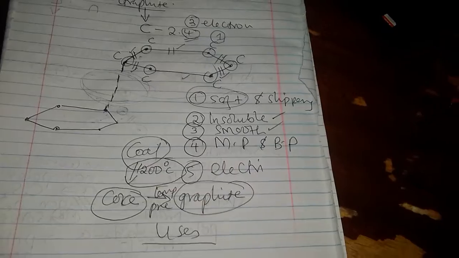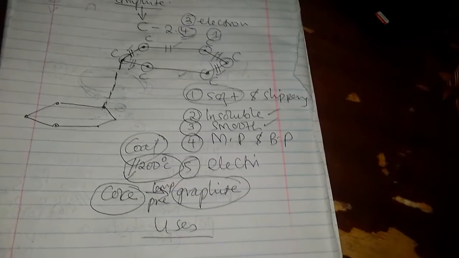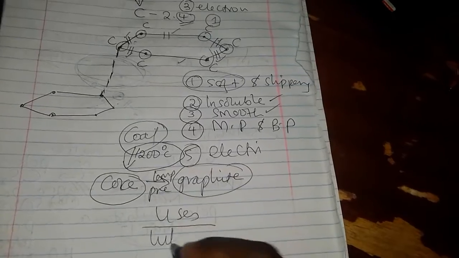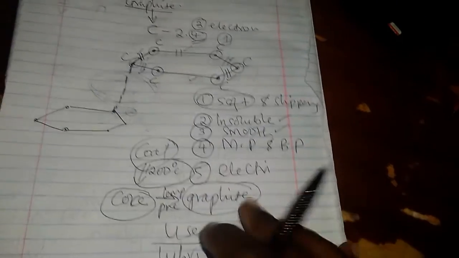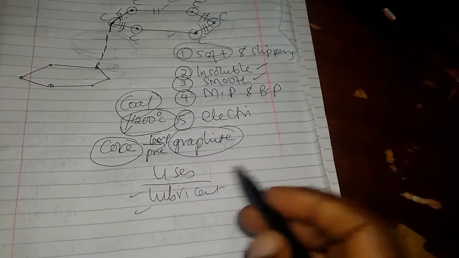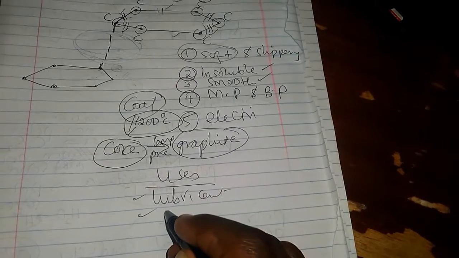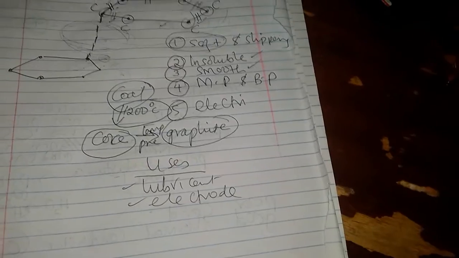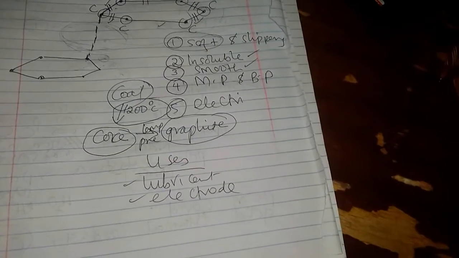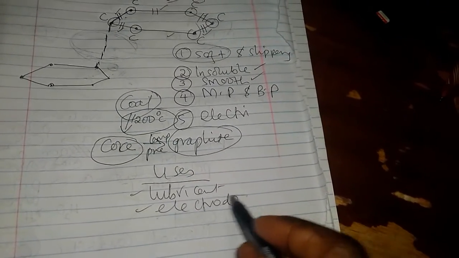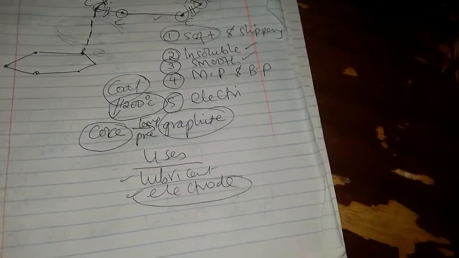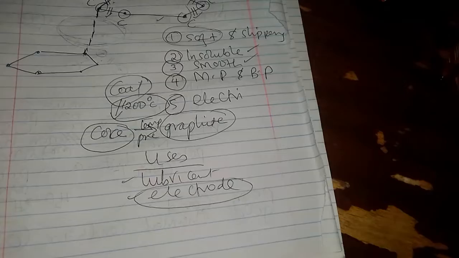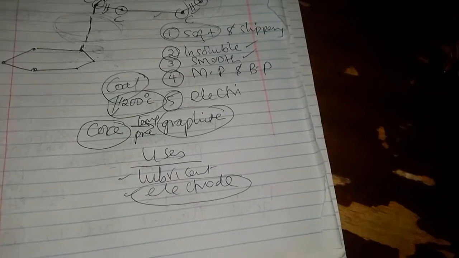Yeah, so it's actually used in engine parts to reduce friction as a lubricant. Good. And again, it is used as a lubricant. That is number one. Number two, it is used as an electrode. Why? It's the only non-metal that can conduct electricity. So it is used in making electrodes in batteries and cells because it's a good conductor of electricity.